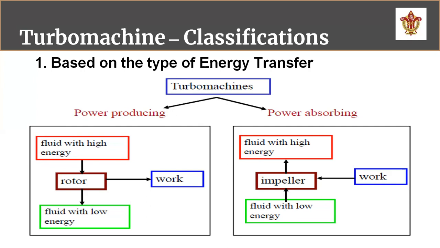When it comes to power absorbing, we take the example of a centrifugal pump, in which we have to supply or provide the work to that pump and it lifts the water. So we have to supply the energy or power. So these types of machines are categorized under power absorbing, and previous ones are considered under power producing. So the basic difference is that one type of machine is producing power and another is absorbing power to do some work.